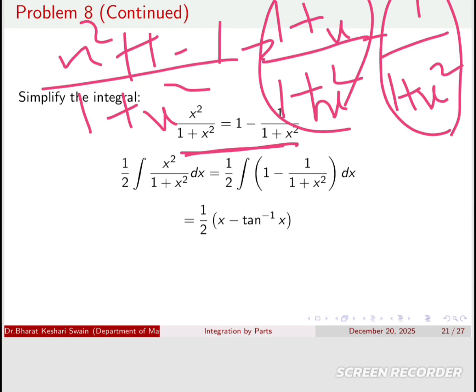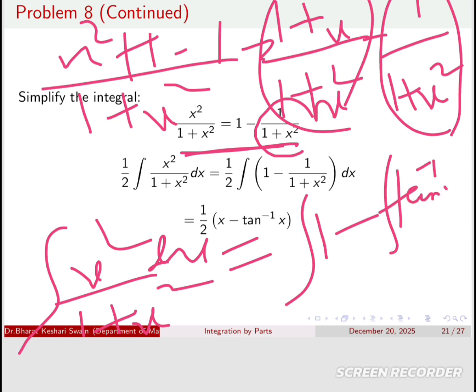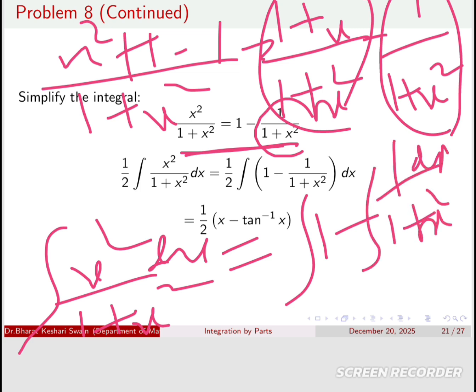Integration of 1 means x, and integration of 1 by 1 plus x square means tan inverse x, is it not? We have to integrate x square by 1 plus x square dx, so just integrate this: integration of 1 dx minus integration of 1 by 1 plus x square dx. This is x minus tan inverse x.